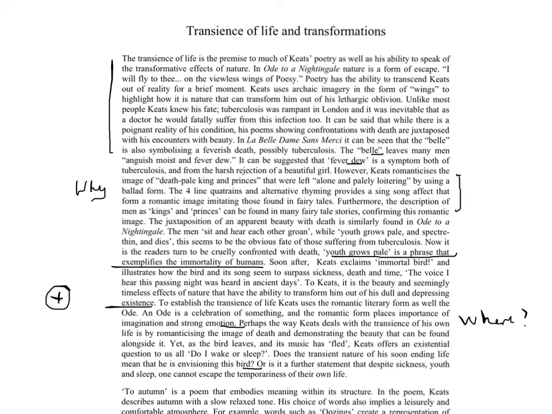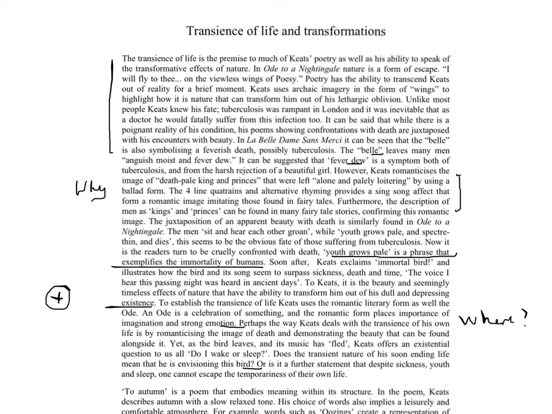Okay, this is the fourth and final paragraph. This is looking at the transience of life in Keats's poems and his use of transformations. And we've got a nice clear topic sentence. We go into Ode to a Nightingale. There's some interesting engagement with the poem here, and the idea of how the bird and its wings are seen as a metaphor for escape.